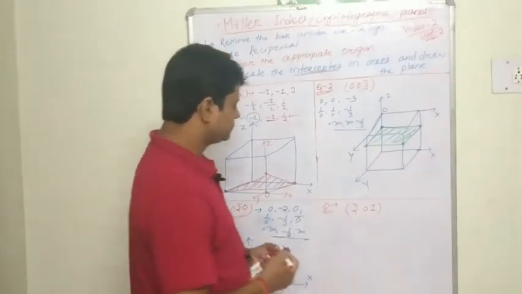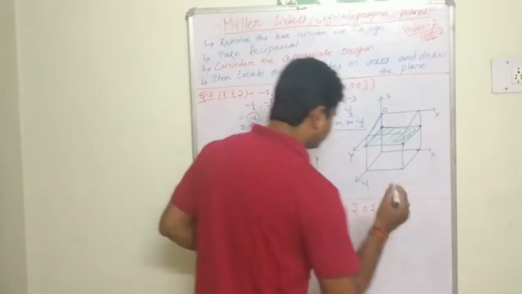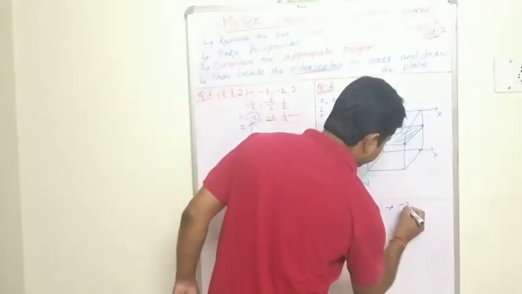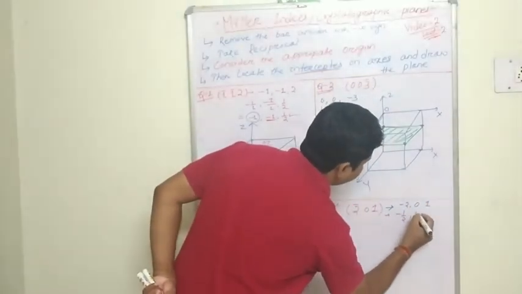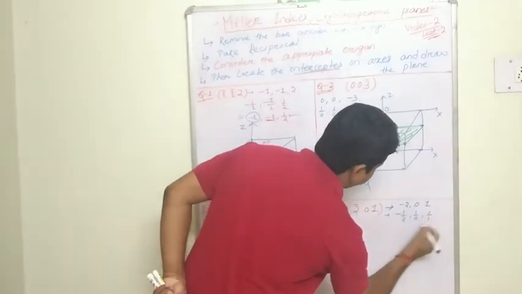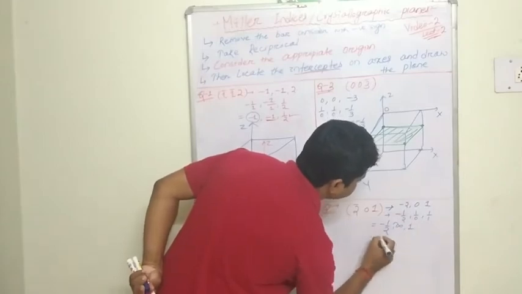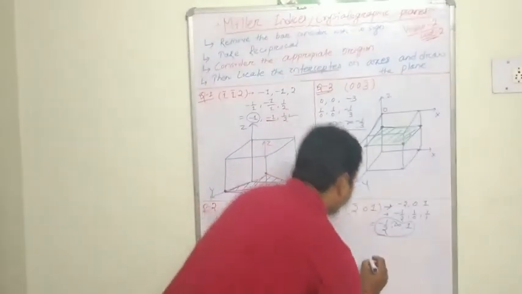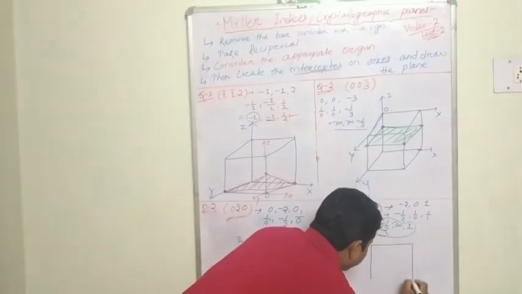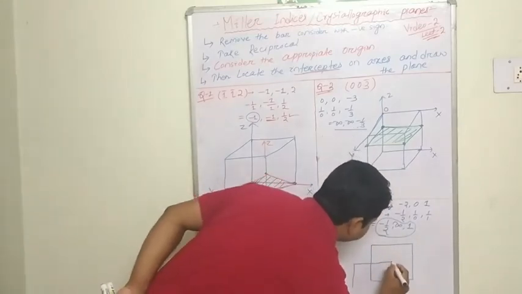Now we have to consider this Miller indices, and first step, that is minus 2, 0 and 1, and then it will be minus 1 by 2, 1 by 0 and 1 by 1. That will be equal to minus 1 by 2, infinite and 1. So these are the required intercepts we have to consider to draw the plane. So first we have to draw the unit cell, and then we have to consider the appropriate origin.